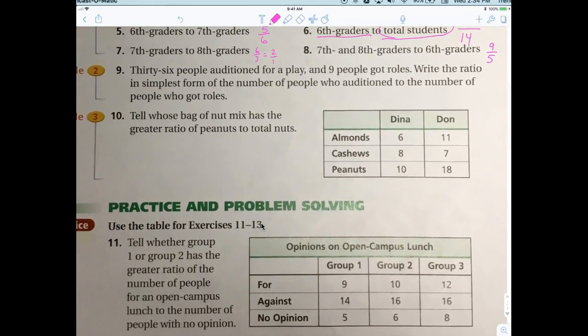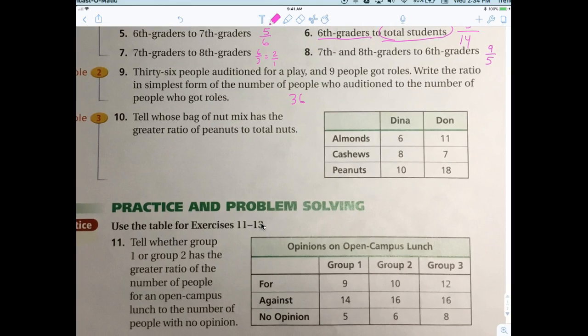All right. 36 people auditioned for a play. 9 people got roles. What is the ratio, in simplest form, of the number of people who auditioned to the number of people who got roles? How many people auditioned? 36. And how many people got roles? 9.